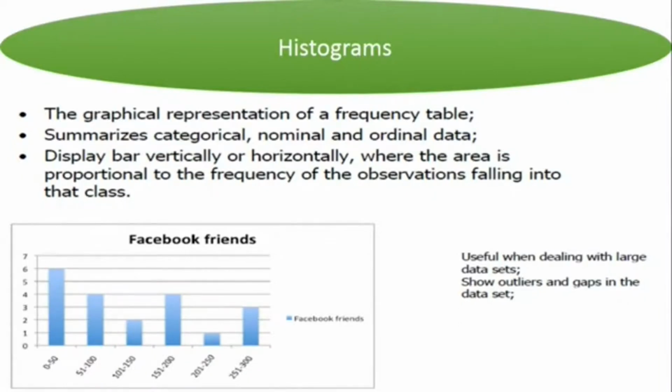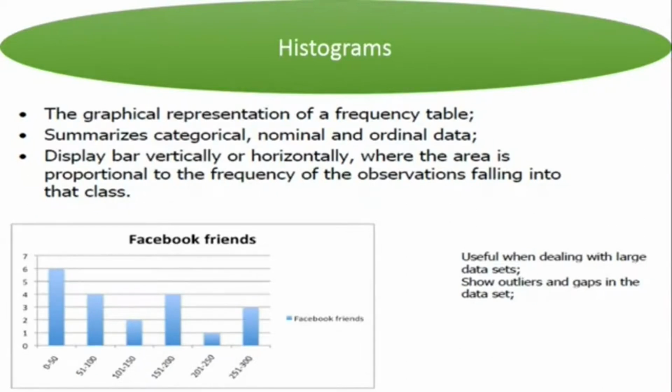So you have a frequency table and you display bars vertically or horizontally, where the area is proportional to the frequency of the observations falling into the class. I illustrate it with a sample of people having not more than 300 Facebook friends, and I represent the number of Facebook friends of my sample after grouping the variable, the number of friends, by class.